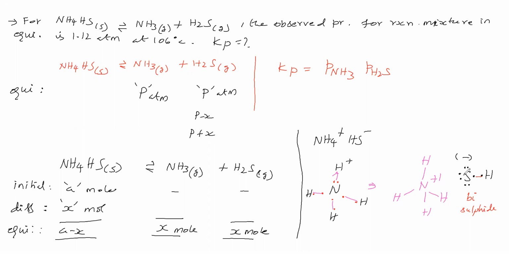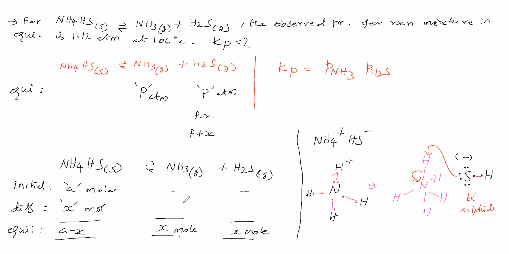Now, what happens is this S minus contributes a lone pair to this hydrogen. This bond pair is shifting. Therefore, this S takes H and becomes H2S. This becomes ammonia. Therefore, ammonium bisulfide on decomposition gives ammonia and H2S. So one ammonium bisulfide will give one ammonia and one H2S. Therefore, X moles of ammonium bisulfide will give X moles of ammonia and X moles of H2S.